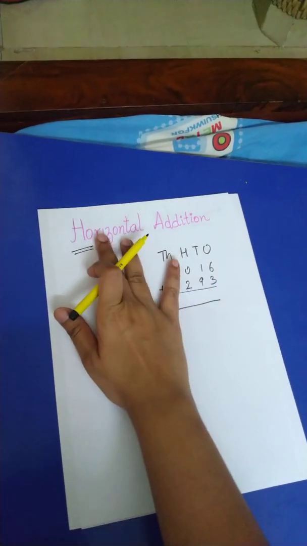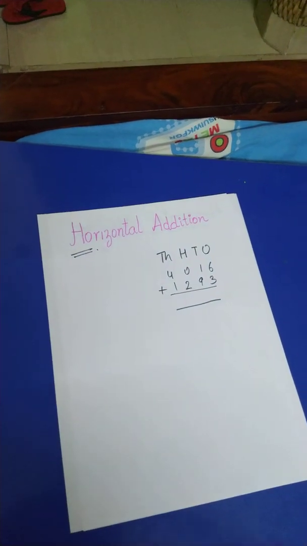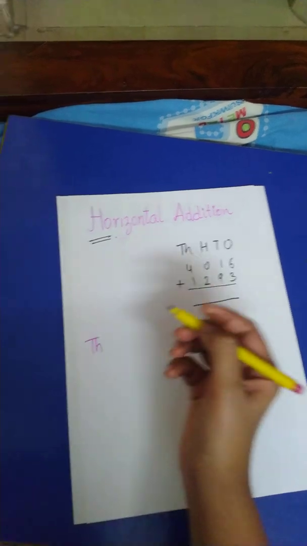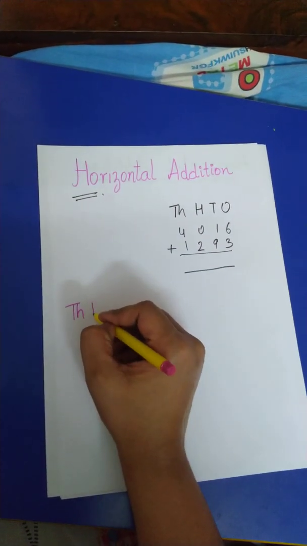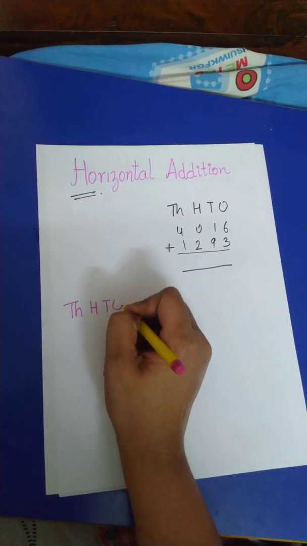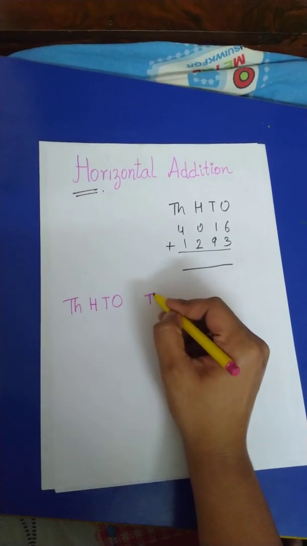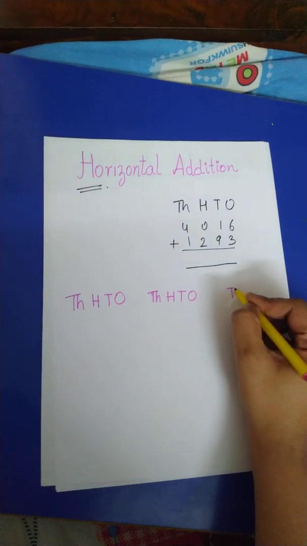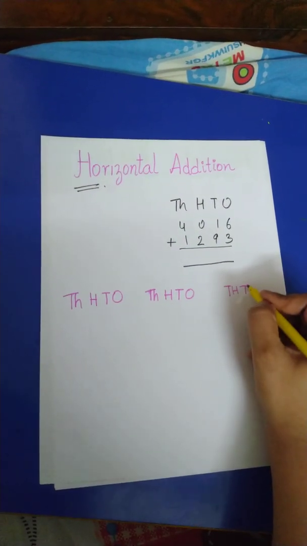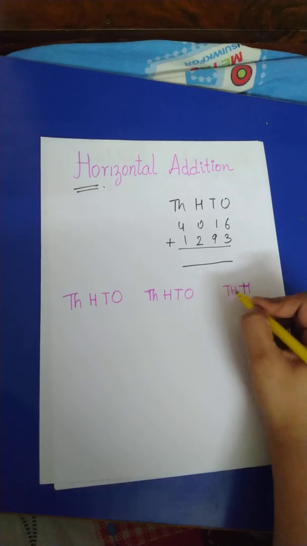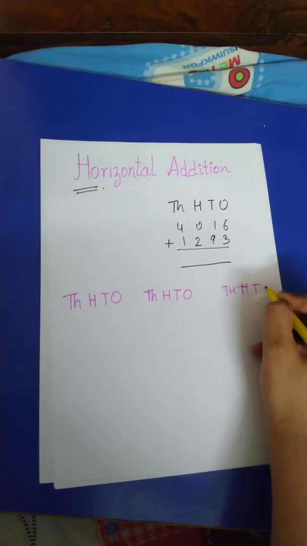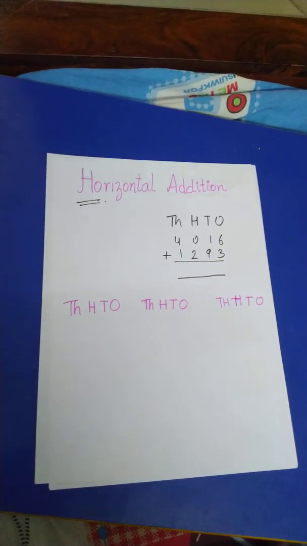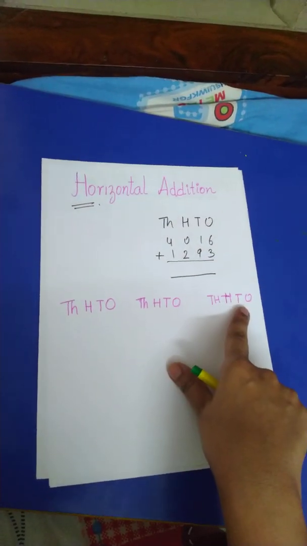Now horizontal addition, I'll just start with a sum. Let me write down the question first, and then you will understand what it is about. So we have written the places: thousands, hundreds, tens and ones. Now you can see I have written the places.